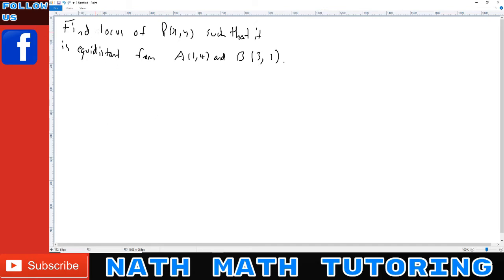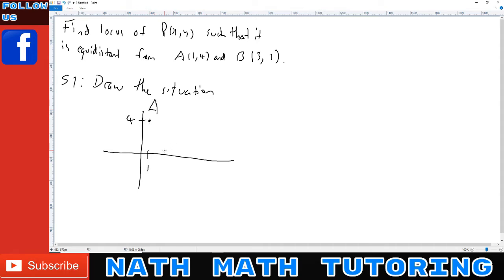So here's the problem. Find the locus of P(x, y) such that it is equidistant from A and B with those coordinates. So the first step we want to do is draw the situation. What that means is get a diagram and draw what's happening. So A is about here, B would be around here, and P is somewhere, we'll put it up here. I like to put it far enough so I can see the whole picture.